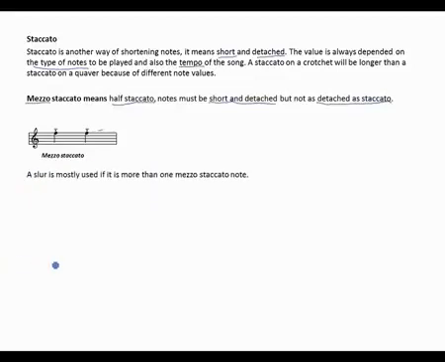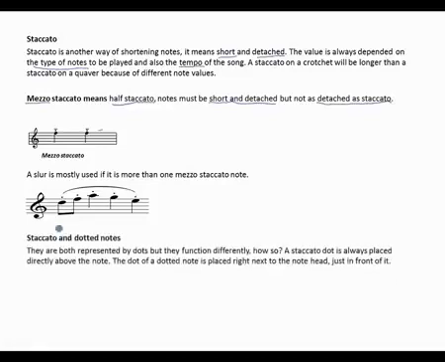A slur is mostly used if it is more than one mezzo staccato note. So this is a group of staccato notes. So we use a slur to indicate that the following group of notes or the following phrase is actually short and detached, or staccato. This is a slur to indicate that this group of notes should be played short, staccato.